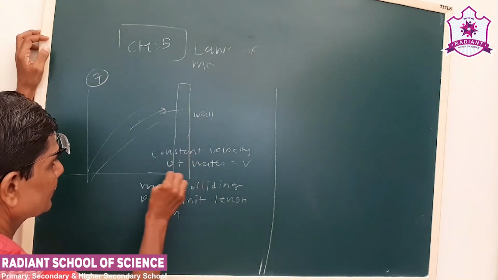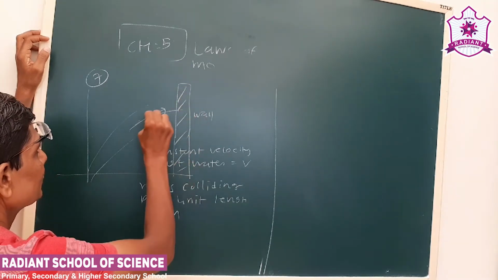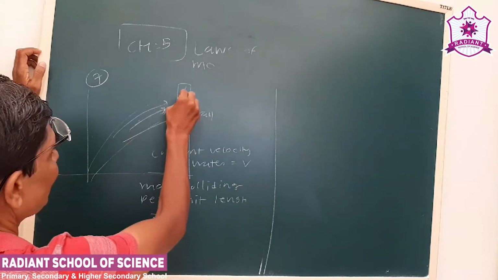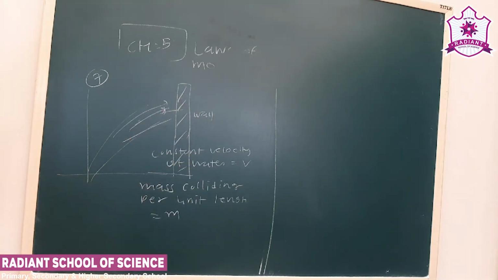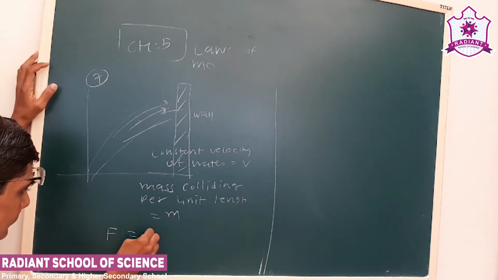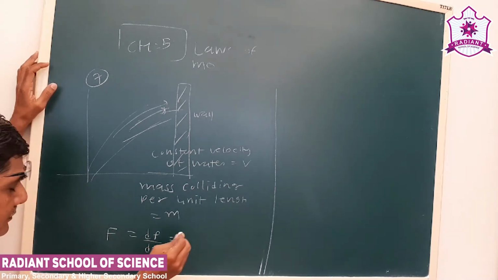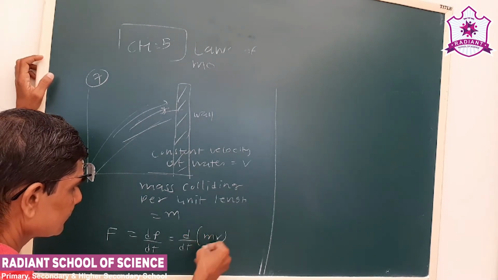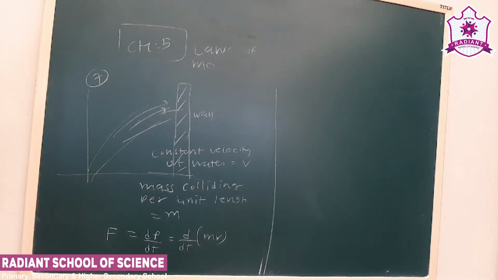Let us say the wall is there. See, from a pipe water is coming out and collides with the wall. What is the force exerted? Now see, we know the equation F is equal to dp by dt. Okay, now P is mv.